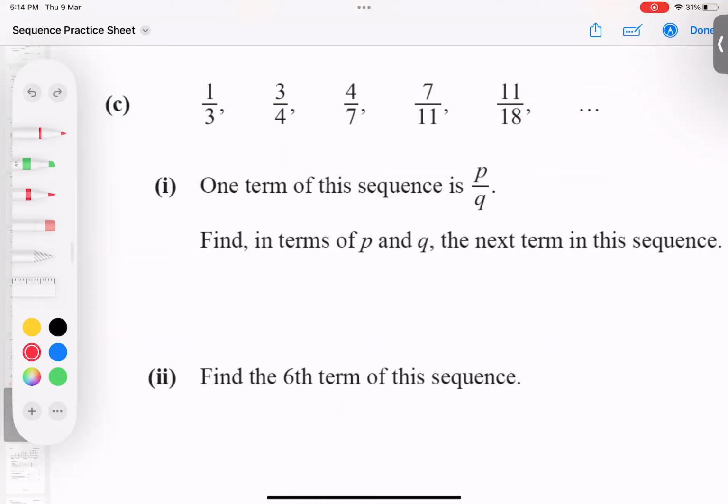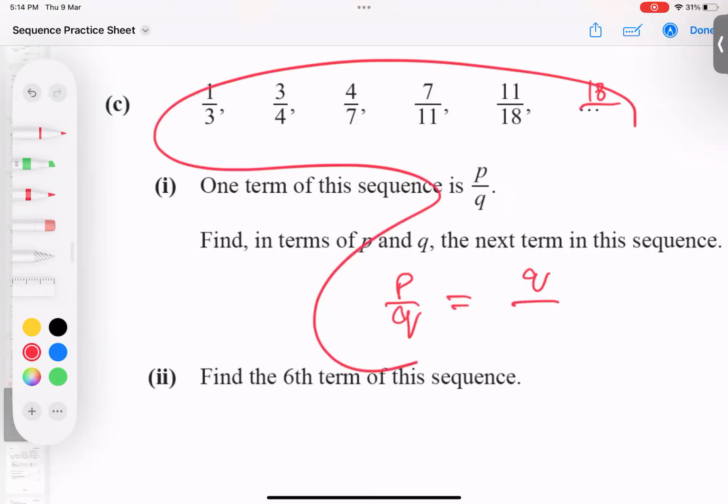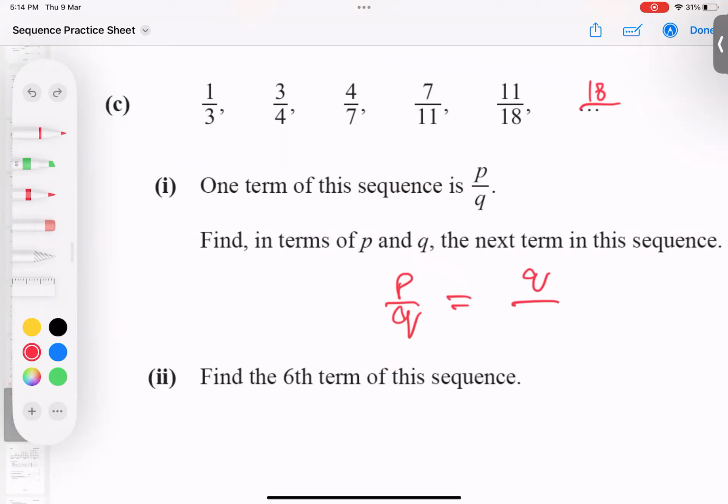And what is next numerator? 18. And if you say that P by Q is one sequence, suppose what is next numerator? I say Q. So actually this sequence and this sequence are the same. So let's start. And how to get this denominator?